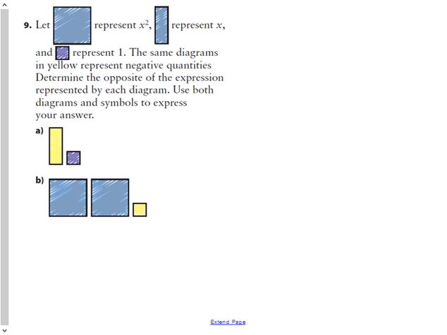Let the big square represent x squared, and let the rectangle represent x, and let the small square represent 1. The same diagrams in yellow represent negative quantities. I don't know why they're doing this, but anyway, what's the opposite? So the opposite would be a solid and a white. Two open ones and a solid are your opposites.